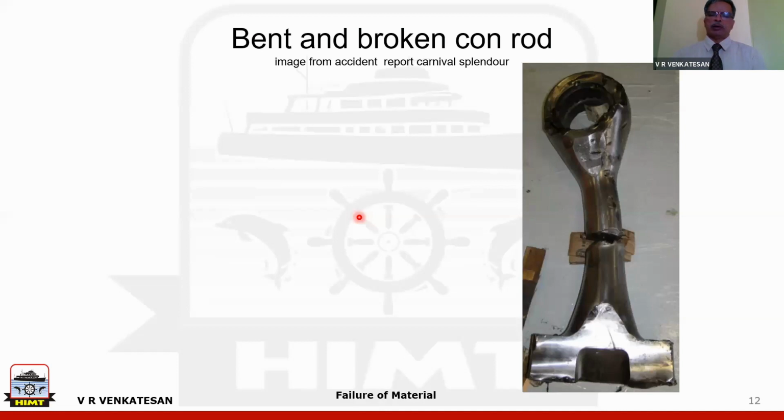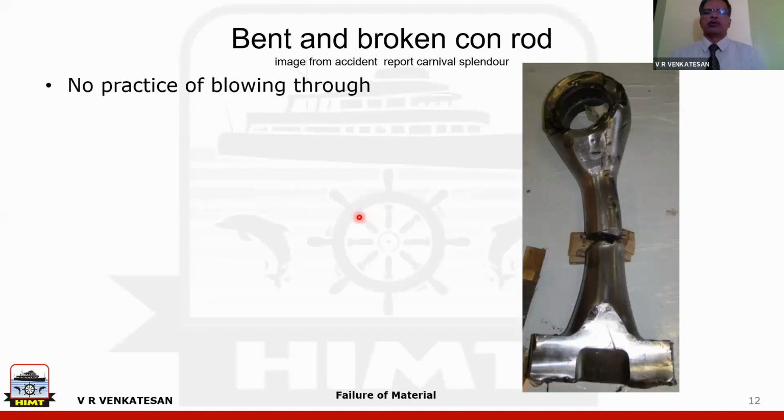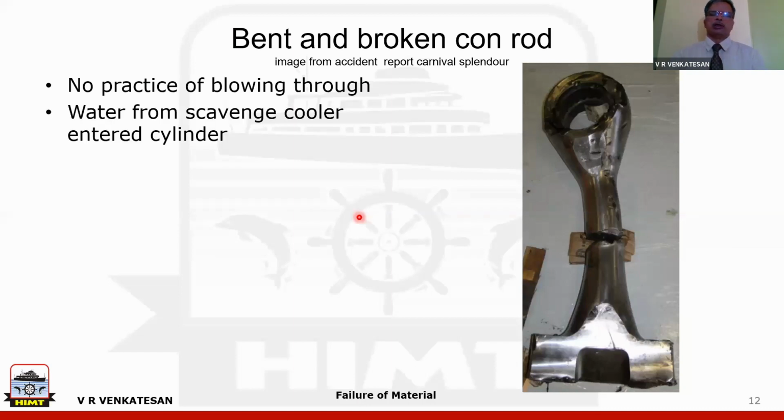We'll see one more example. This is a very severe accident which took place in a vessel, a passenger ship named Carnival Splendor. If you go through the full accident report, you can see the full details of how it happened. So that vessel, there was no mechanism of blowing through these engines. These are generators, but with electric propulsion, that is also the main engine. So you have to understand that. So what happened is there is no practice of blowing through the engine.